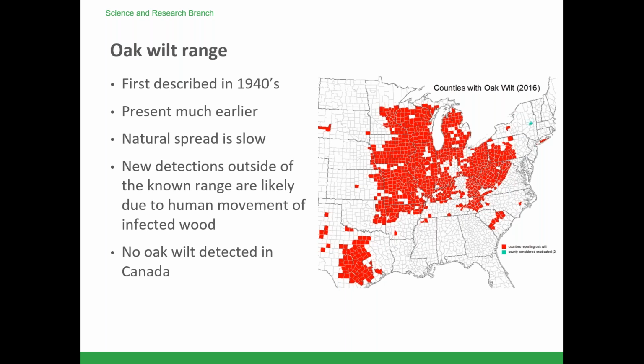Since that time, the natural spread has been fairly slow, except that on this diagram, you can see these red detections outside of the larger range, and those are thought to be due to the human movement of infected wood. Oak wilt has not been detected in Canada, but we do have reasons to be concerned.